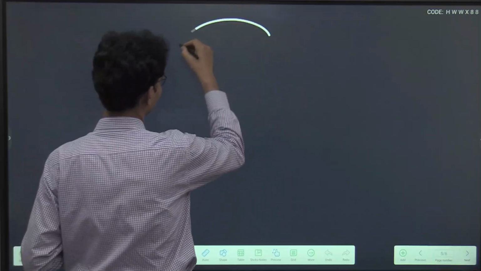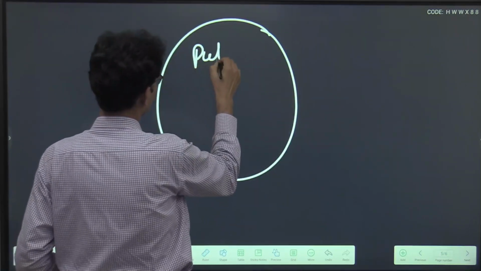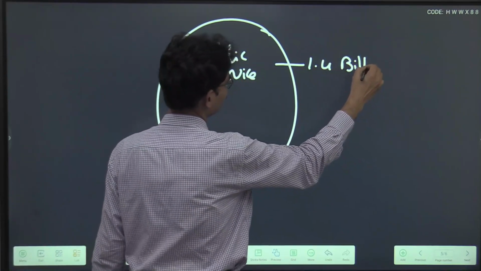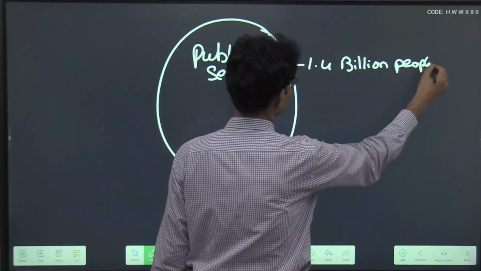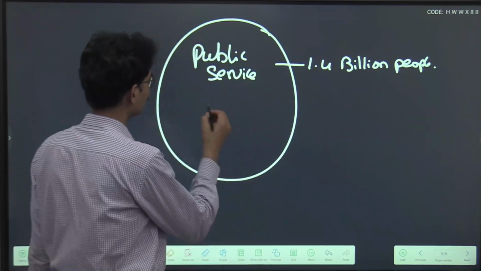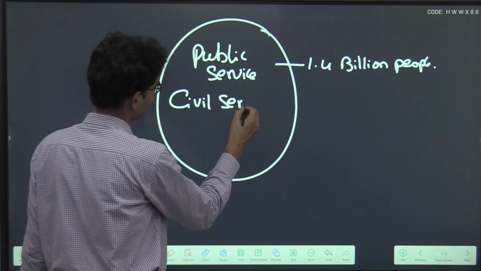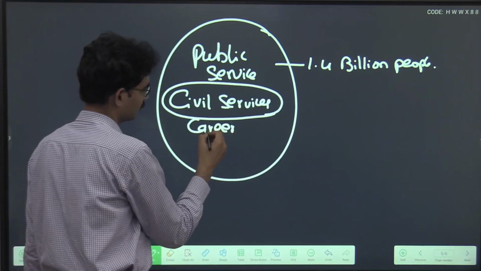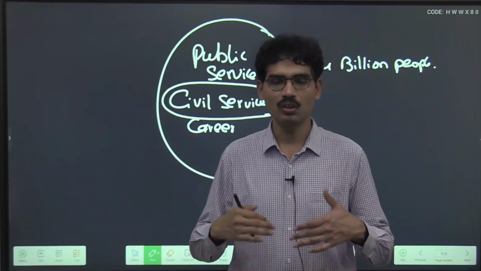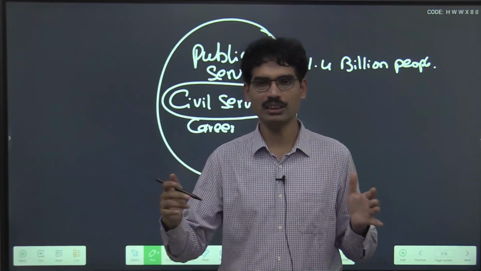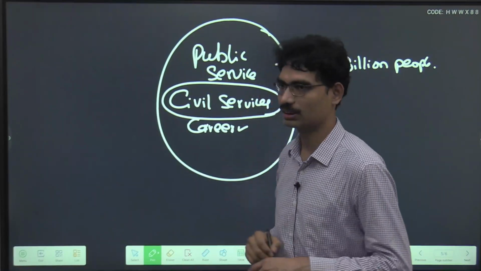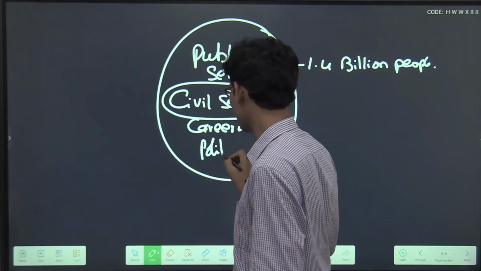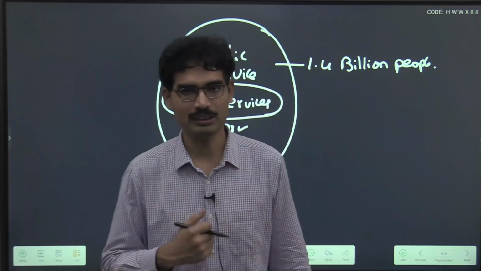Suppose public service, 1.4 billion people. To serve them, you can enter into civil services. It's a career. From morning to evening, your office timings, you are going to deal with public service. But people who are not part of civil services can enter into politics also. That is also a public service.